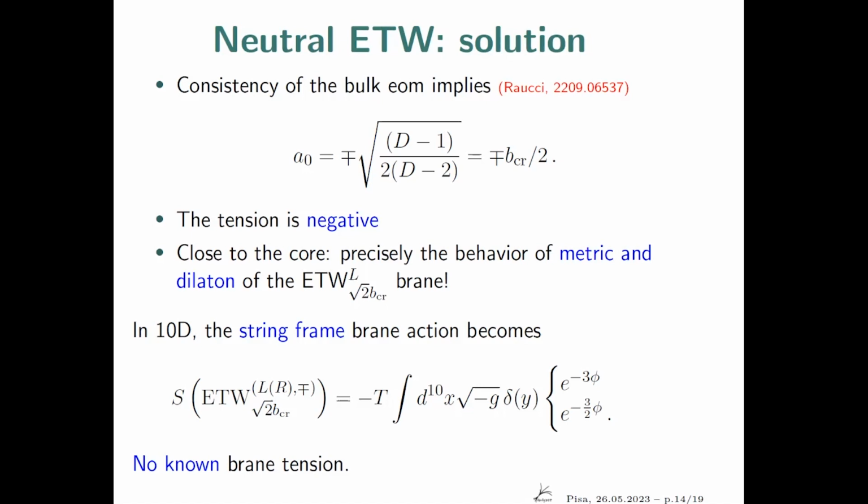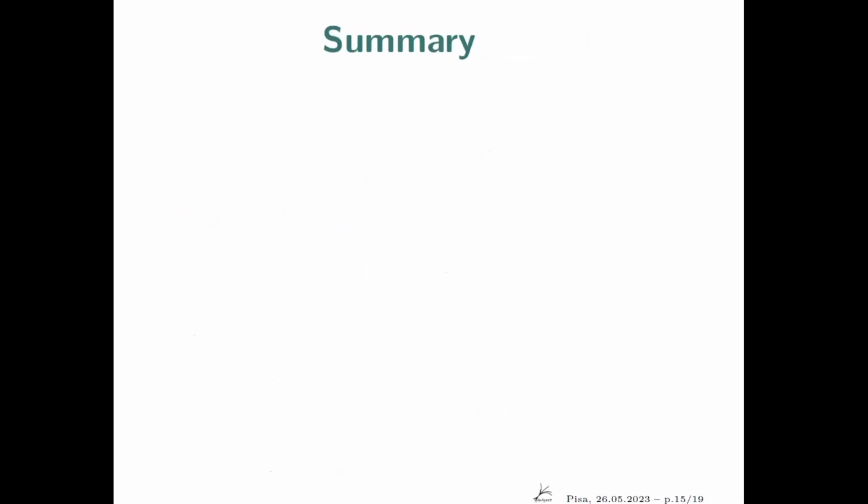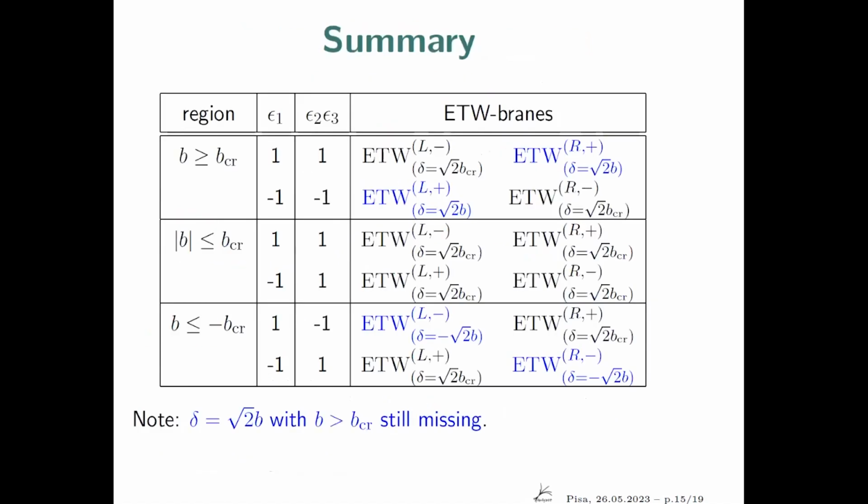So if you now go to 10 dimensions, just choose 10 dimensions and do the computation, or change the brane action to string frame, you find the following action. So these new branes have tension that scales like e to the minus 3 phi, or e to the minus 3 over 2 phi. So these are not standard kinds of branes. They are neither D-branes nor NS branes. So these are supposed to be new objects.